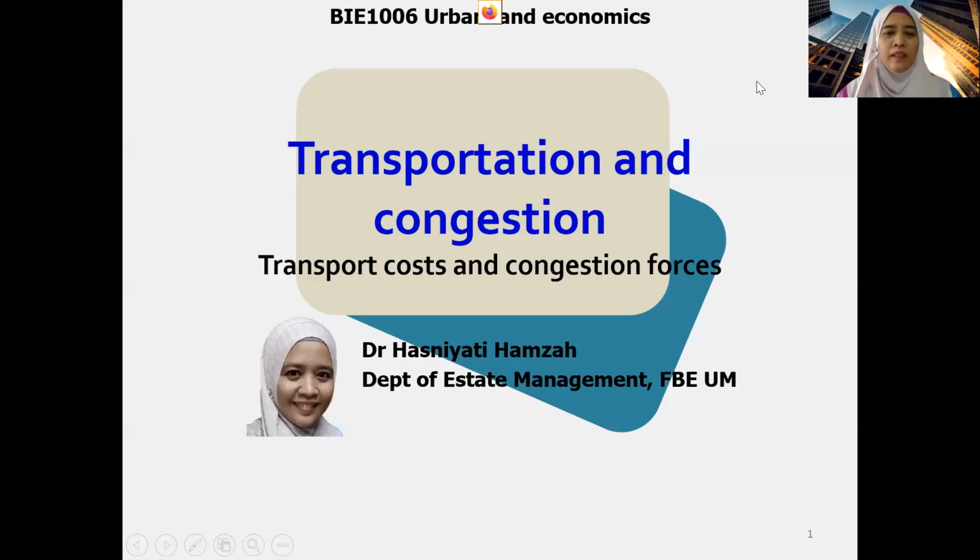Hi everyone. So this week we are going to talk about transportation and congestion. In particular, we are going to talk about two modes of transportation. The first one is automobiles. The second one is mass transit. In this lecture we are going to focus more on the transport costs and also the congestion causes related to these two modes of transportation.